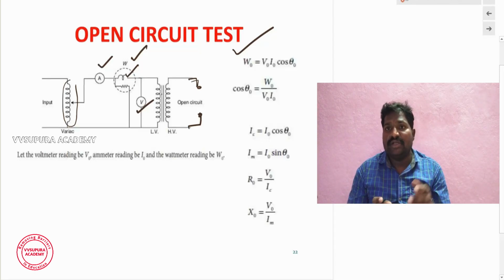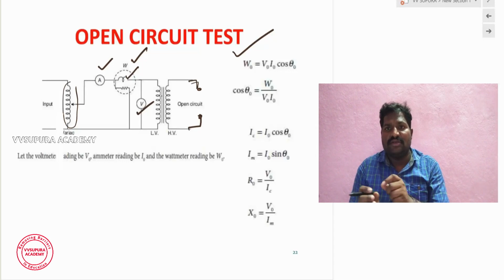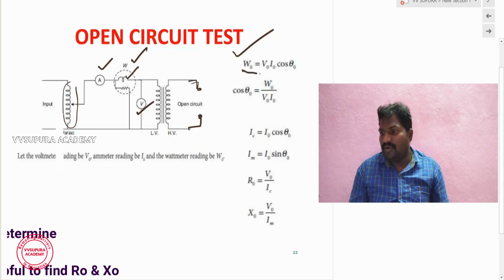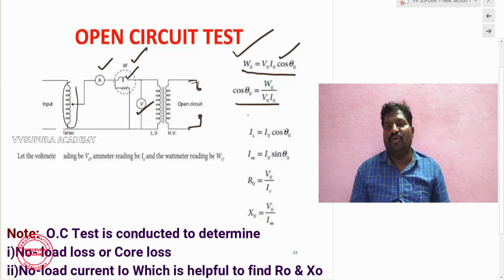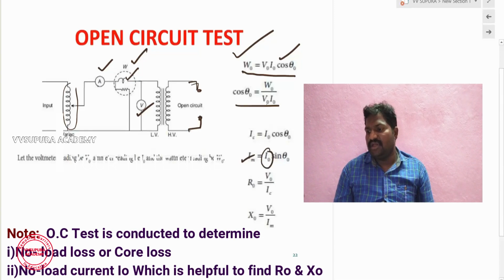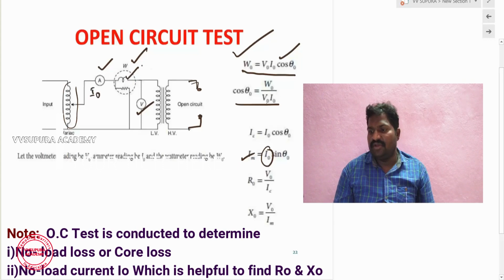I already mentioned the no load current has two components: one compensates losses and the other produces flux. The wattmeter gives the no load power, that is V0 I0 cos phi 0. From this we can calculate the no load power factor, cos phi 0 equals W0 by V0 into I0. The ammeter reading is I0, the wattmeter reading is W0, and V0 is the no load voltage, the rated voltage. From this I can calculate R0 and X0.